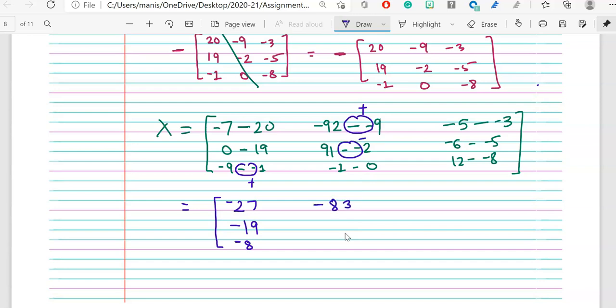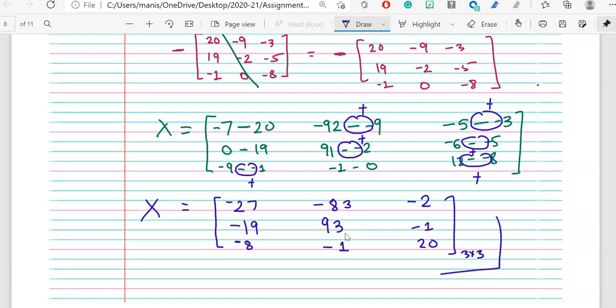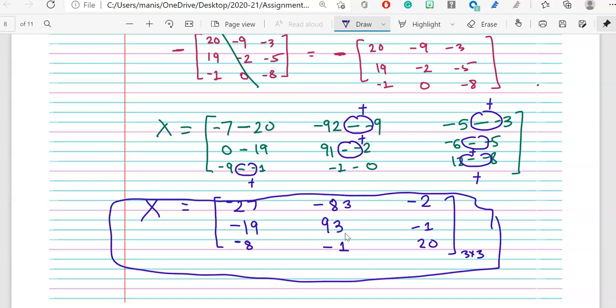This is a plus sign over here. This is your 93. This is your negative 1. Again, this is a plus sign over here. When it's a plus sign, it will change to negative 2. Again, it's a plus sign over here, negative 1. And this one also again a plus sign over here. This will give you 20. So this is the value of x which we received after solving this matrix equation. So this is your final answer over here.